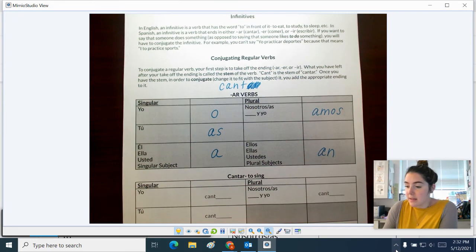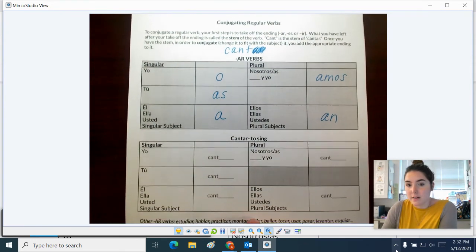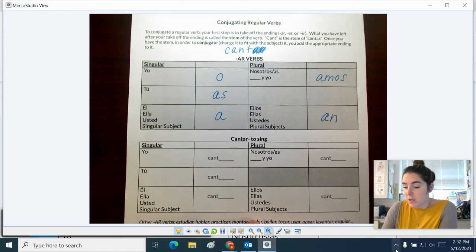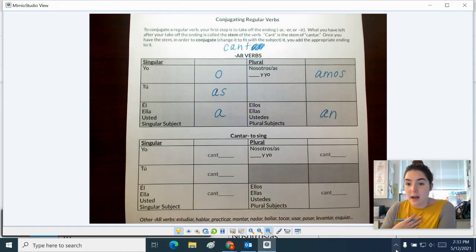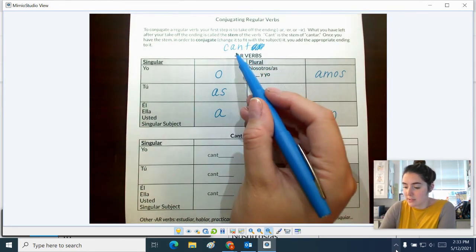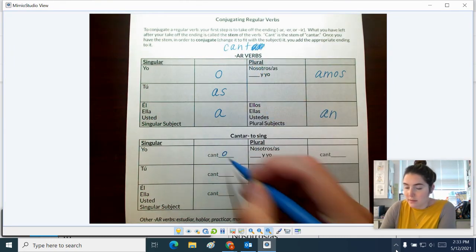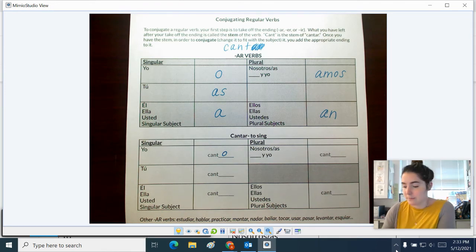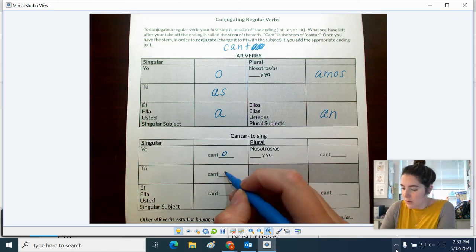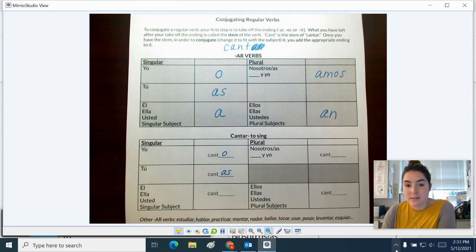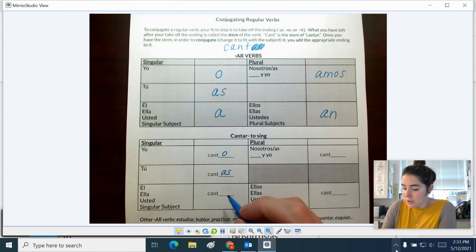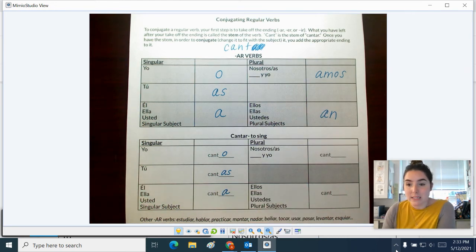So now let's take that verb cantar and let's conjugate it. So if we wanted to say that I sing, we're going to take our stem, which I already have typed here, and we're going to add our ending. So canto is I sing. Next, our ending for tú is as. So cantas is you sing. He, she, or you formal or it, our ending is a. So canta is he, she, you formal, or it sings.